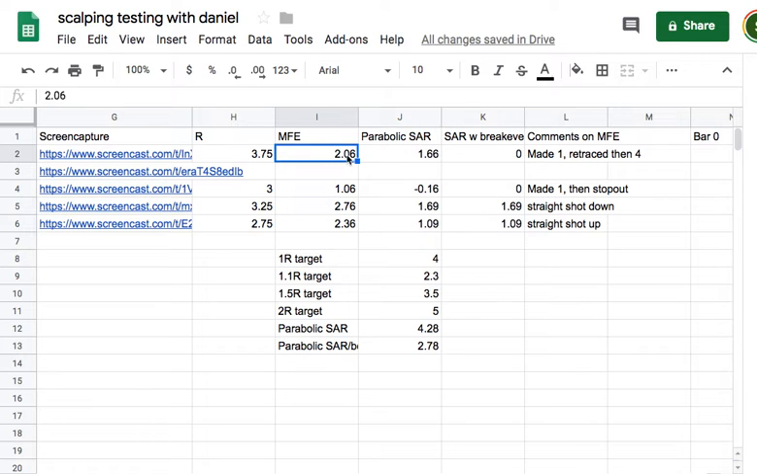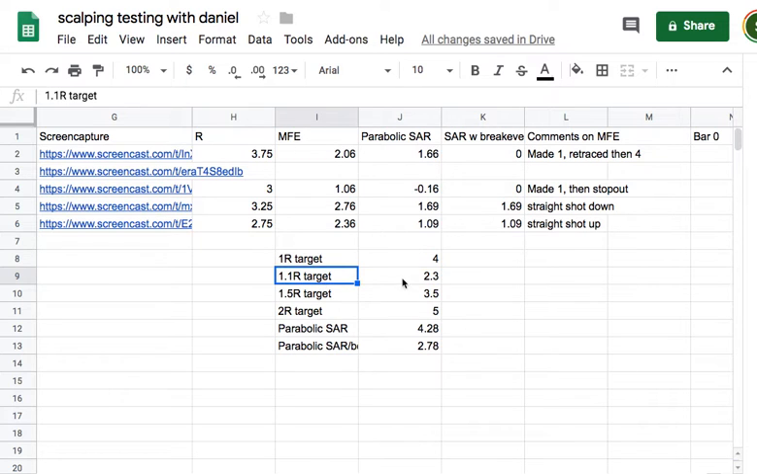Like if this got to 2.06R, it would have been a 1 if it was a 1R target, a 1.5 if it was a 1.5R target, and a 2 if it was a 2R target. This one would have been a 1 if it was a 1R target, a -1 if it was a 1.5R target, and a -1 if it was a 2R target. So I can add up the trades for the day and say, okay, if we were using 1R targets, we would have made 4R.